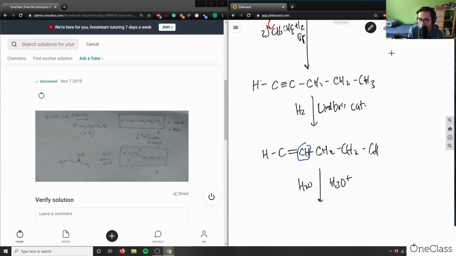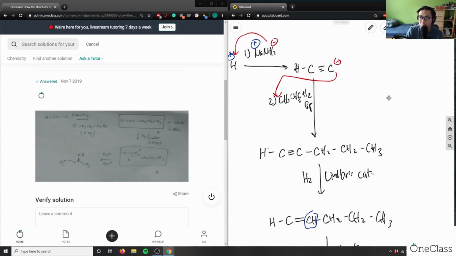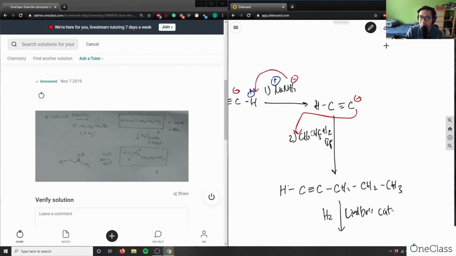This is CH3, and this Br here actually bonds with the Na here, because if you remember the first step, I split Na plus and NH2 minus here. The bromine has a negative charge, and it's going to bond with this positive charge here. So I get A plus NaBr.